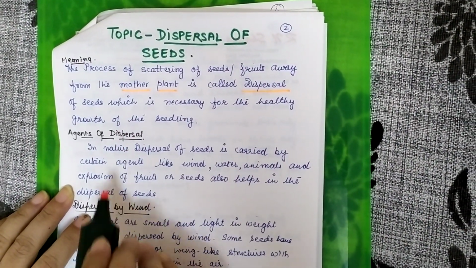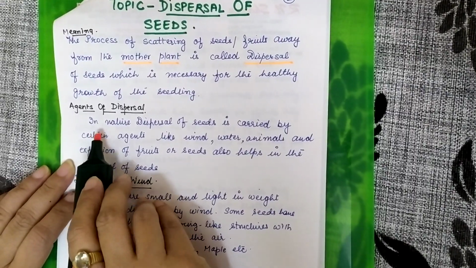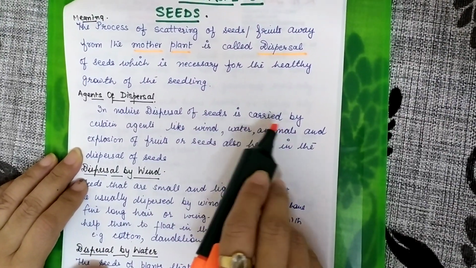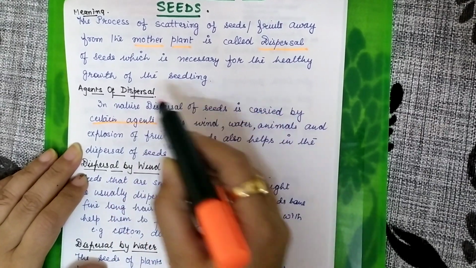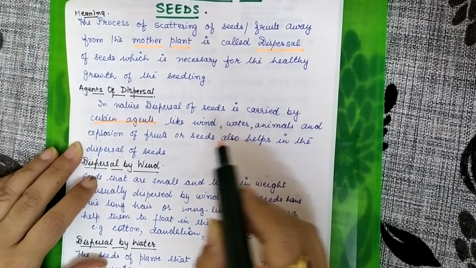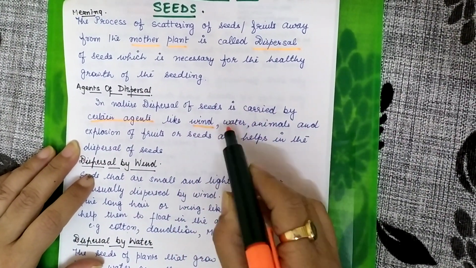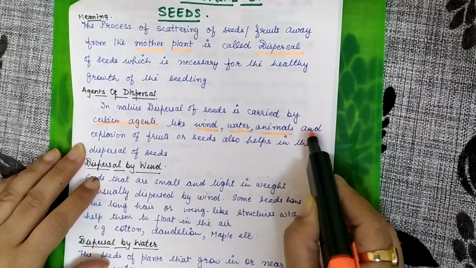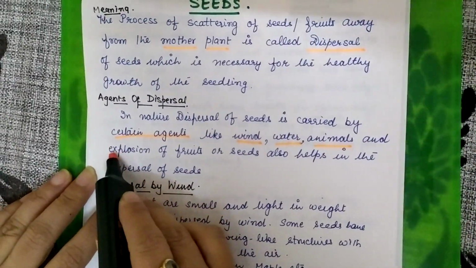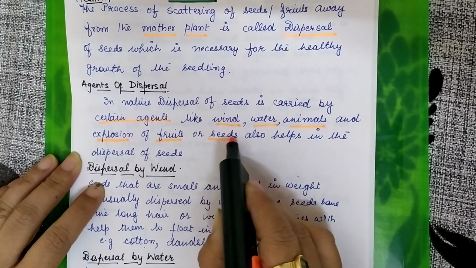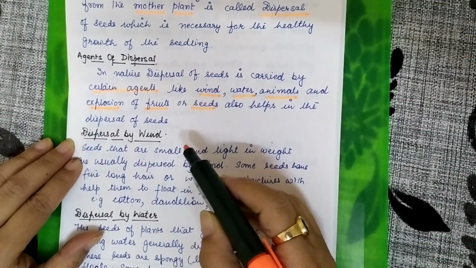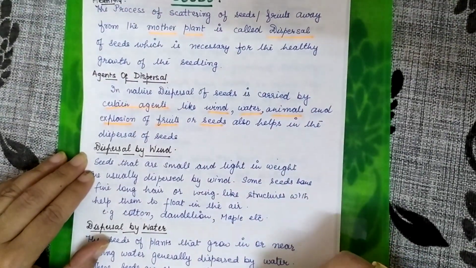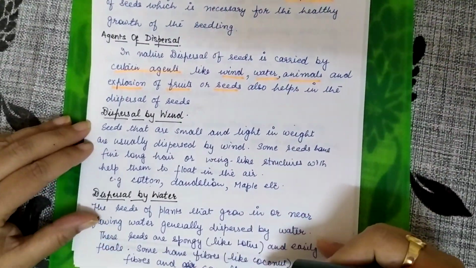Now these are the agents of dispersal. In nature, dispersal of seeds is carried out by certain agents. These agents are called agents of dispersal. They are wind, water, animals, and explosion of fruits or seeds, which help in dispersal of seeds. Now I'll take each agent one by one and explain it to you.